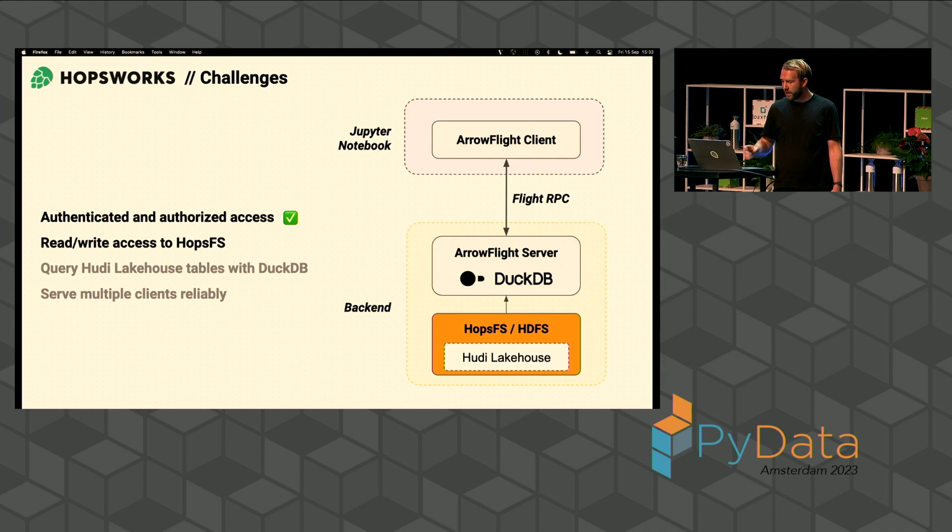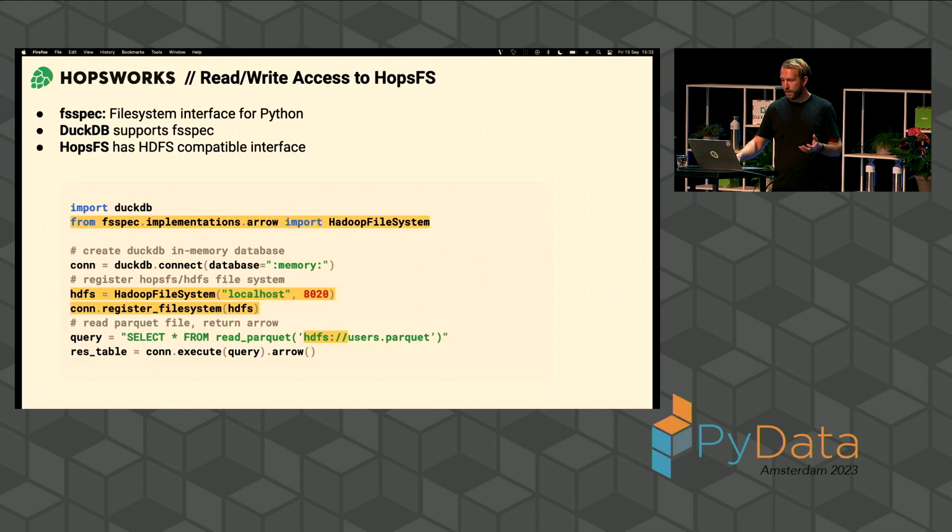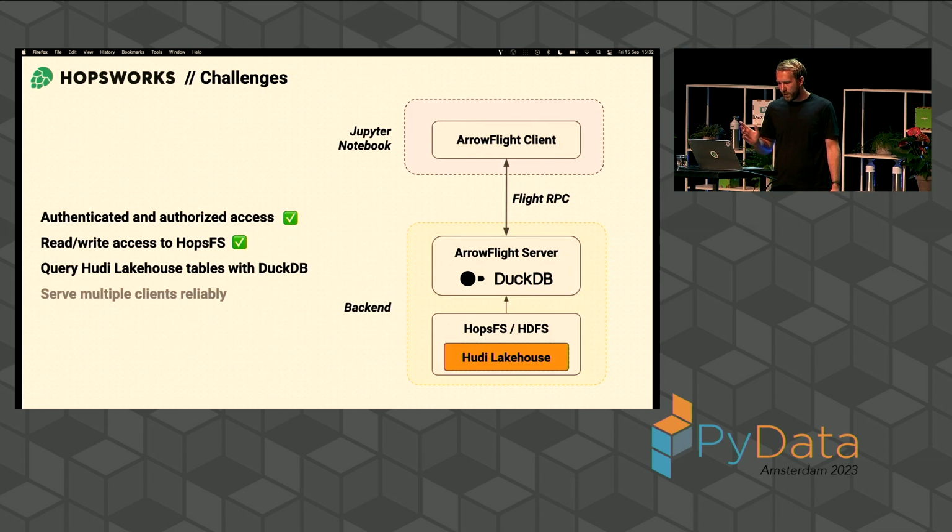The second thing is we need to read from our HopsFS file system with DuckDB. And that works surprisingly simply, because there is this Python package called fsspec, which is a file system interface for Python, and DuckDB is compatible with that. So by adding only 3 lines of code, we can make DuckDB read from HDFS directly. So we have that challenge solved.